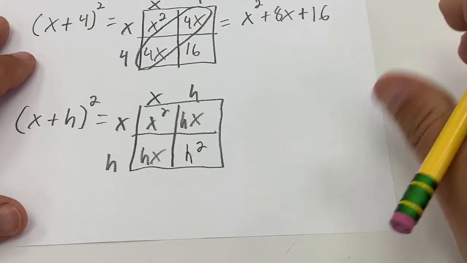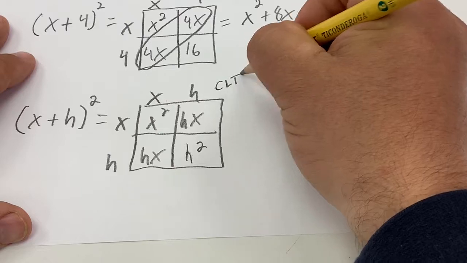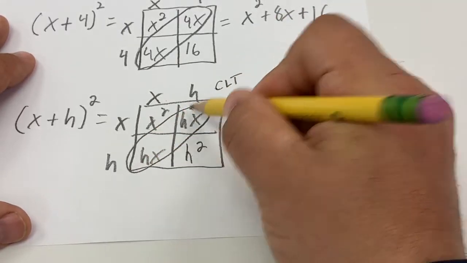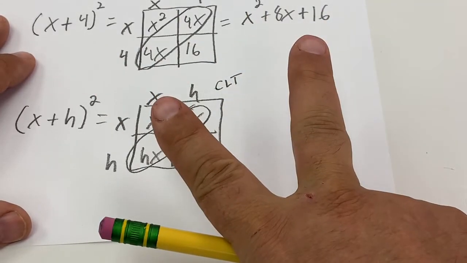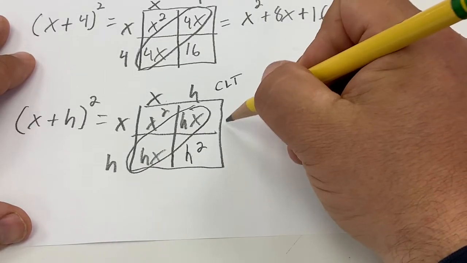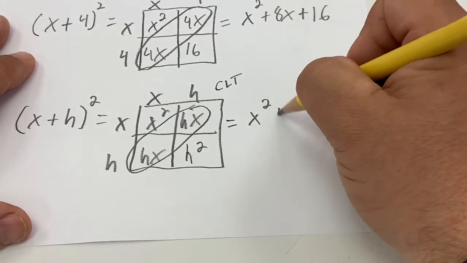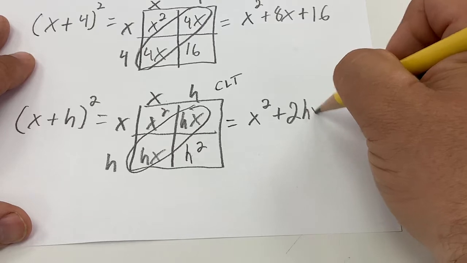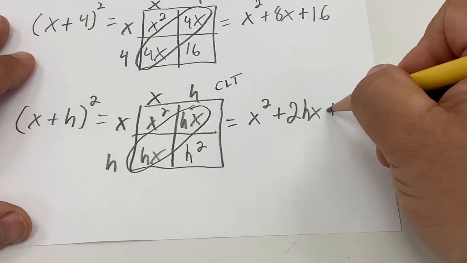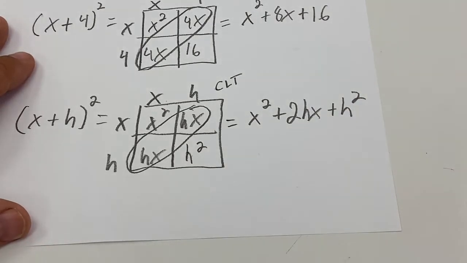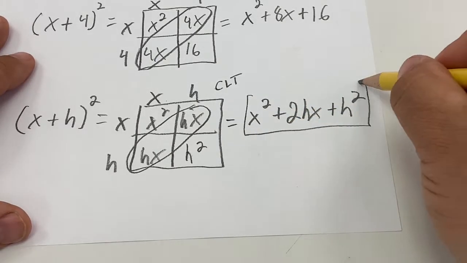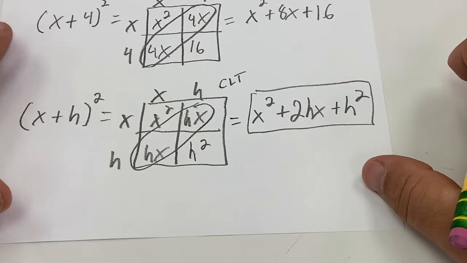I'm going to CLT, combine like terms. On the diagonal, how many hx's do I have? The answer is 2. So this is going to combine to equal x squared plus 2hx plus h squared. Pretty much, that's all we need to know how to do a big nasty difference quotient.